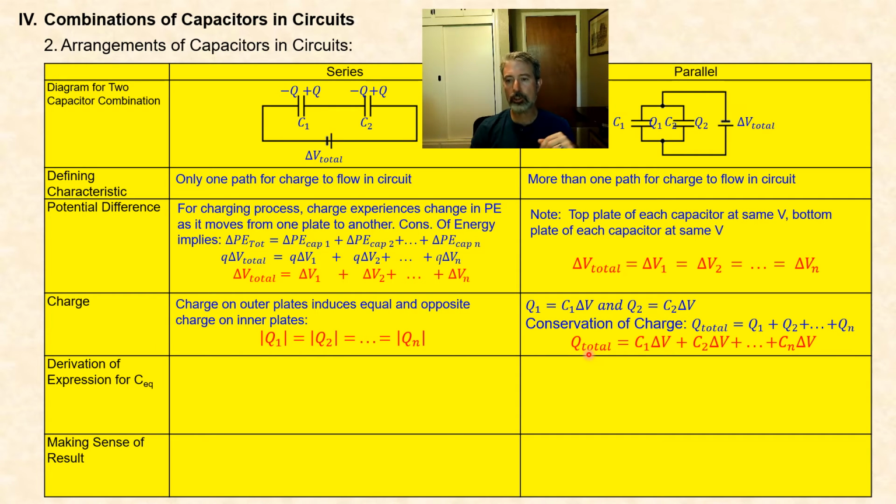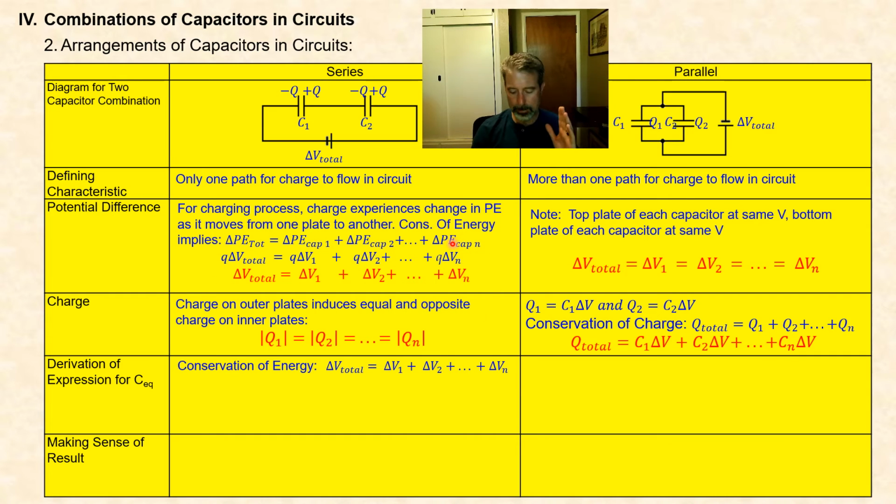The total charge that leaves your source of voltage will be equal to the sum of the charges on each capacitor, which you can figure out using the expression C delta V. Now, in deriving an expression for the equivalent capacitance for the series arrangement, we're going to start with the law of conservation of energy, which is what we derived up here.